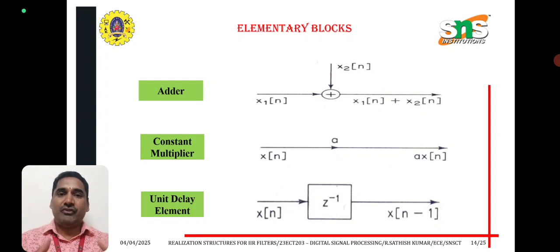First we can see the summary of elementary blocks. Adder: x1 of n added with x2 of n gives x1 of n plus x2 of n. Constant multiplier: when we multiply with a constant term, we get a into x of n. Unit delay element: z inverse indicates delay. x of n multiplied with z inverse gives x of n minus 1.